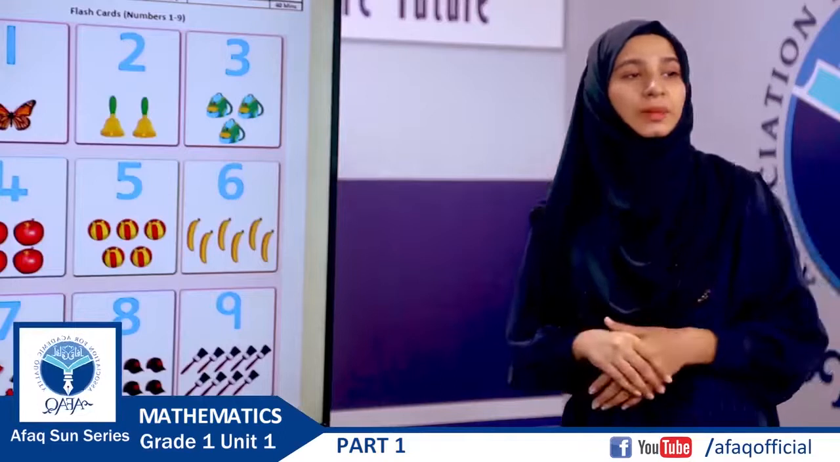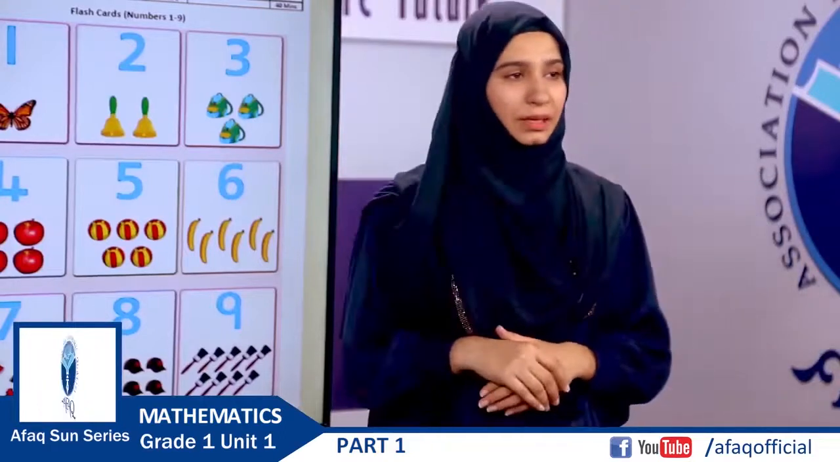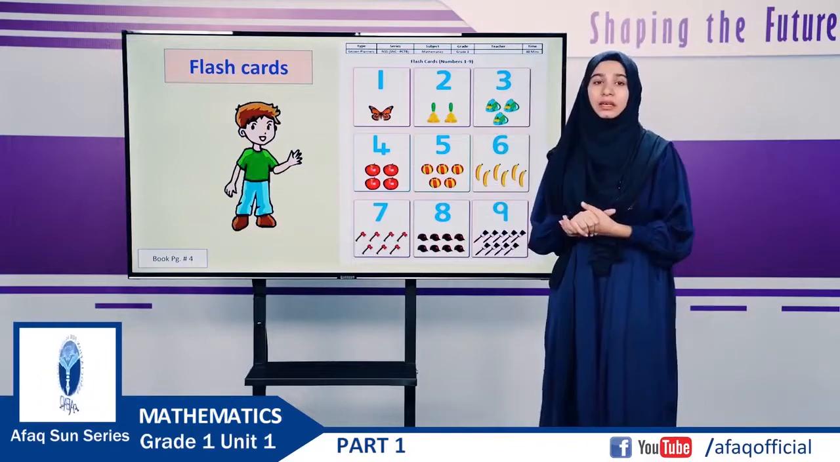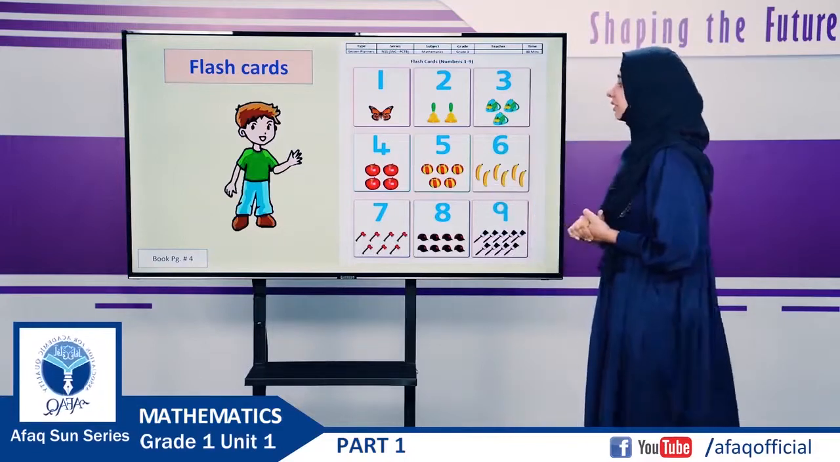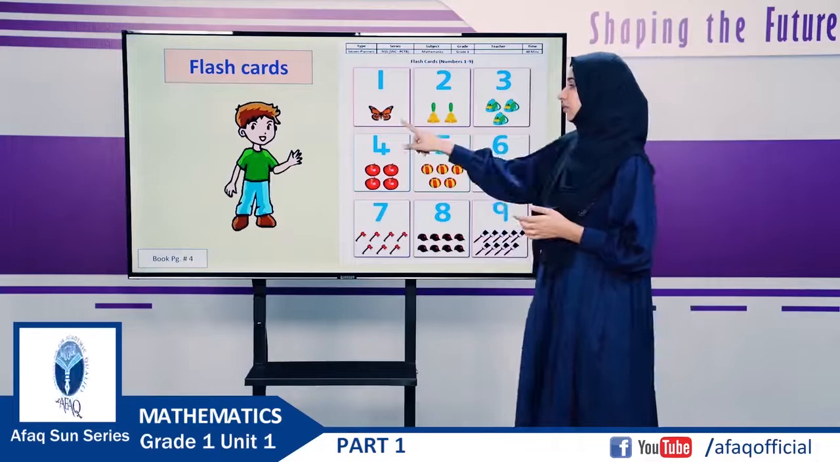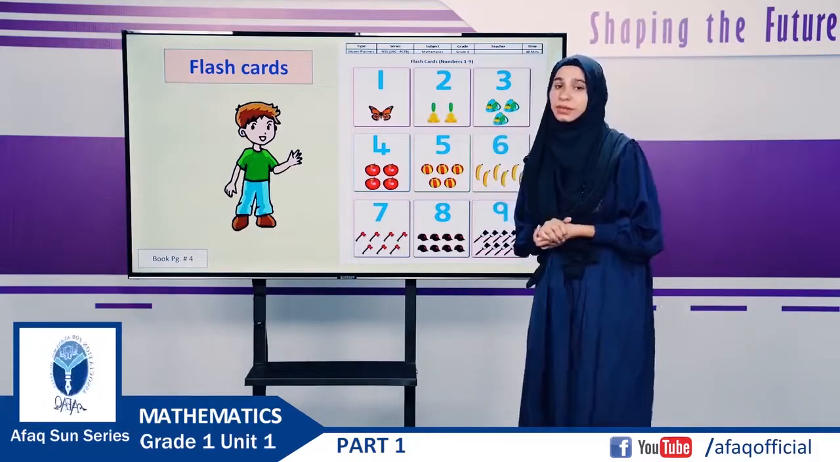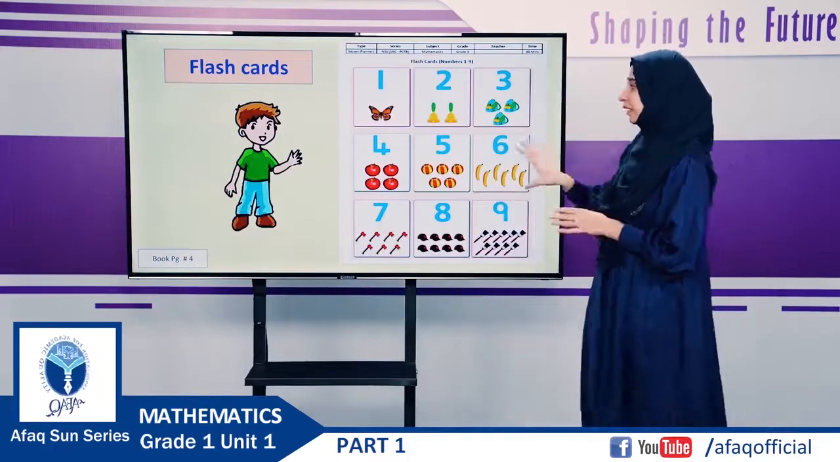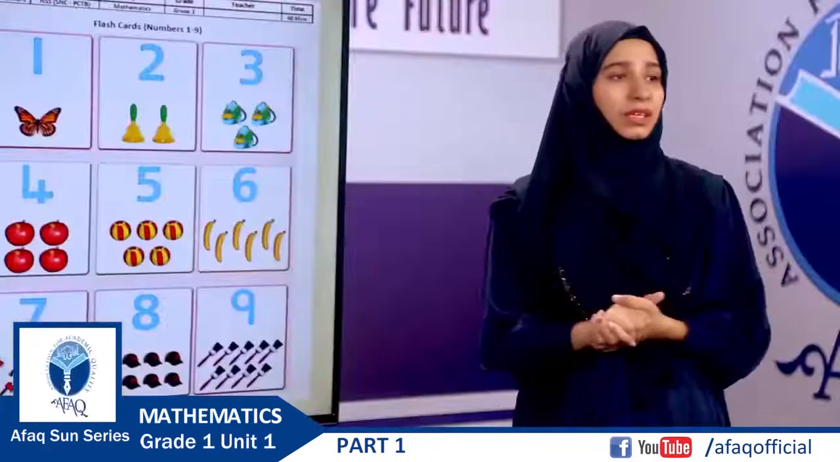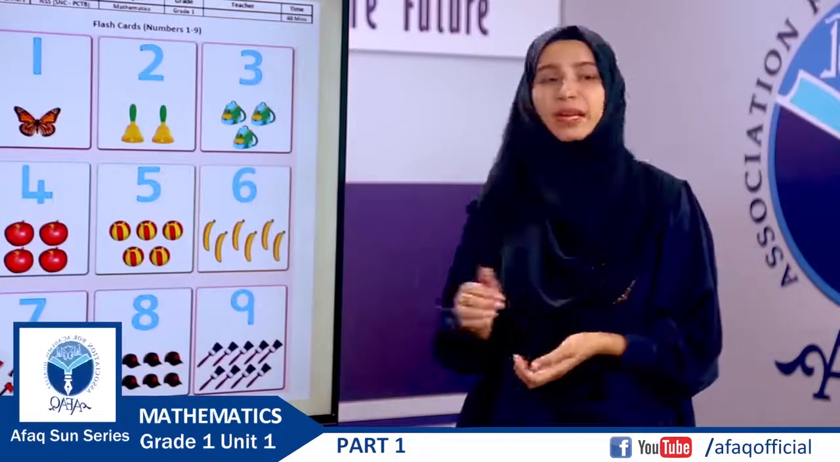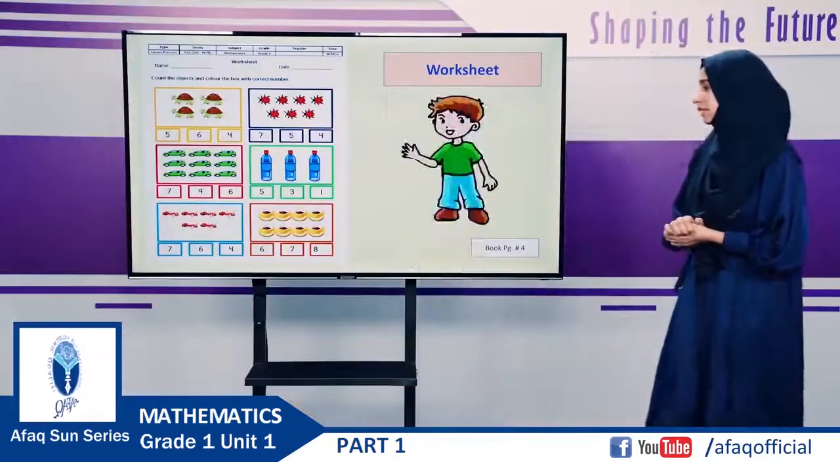So students, I hope that you have understood the previous concept. Now we have flashcards for you, and these flashcards are about numbers. So students, as you can see that there is only one butterfly in this flashcard, so number 1 is written above that picture. Now you need to read all these numbers, pause this video and do this in the presence of your parent or teacher, and resume this video right after 1 minute. Now let's move to the next.